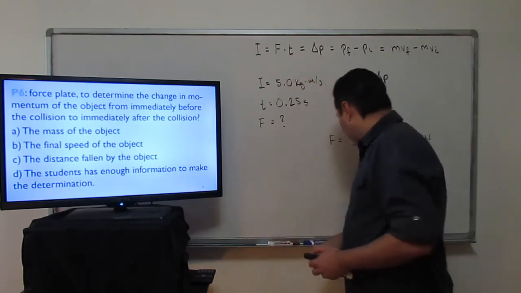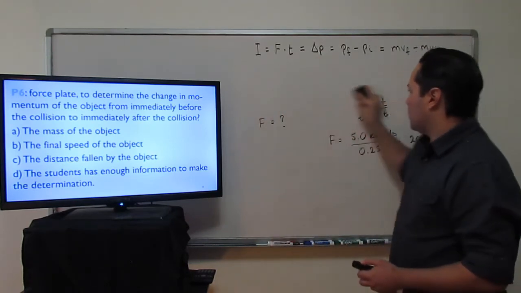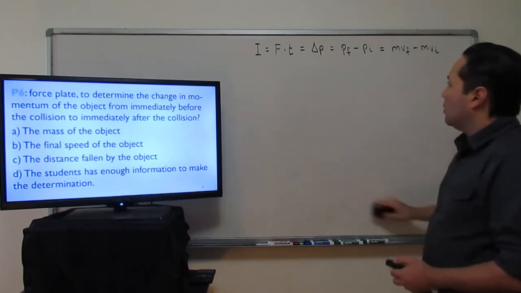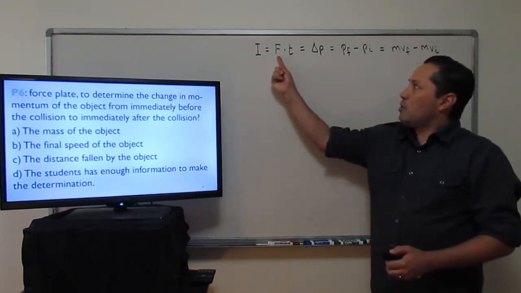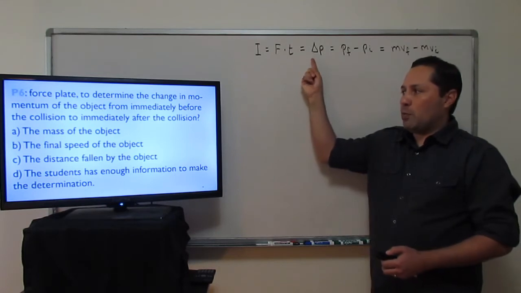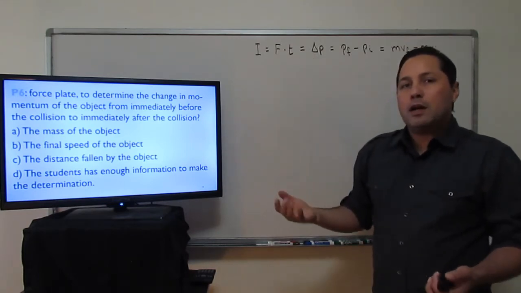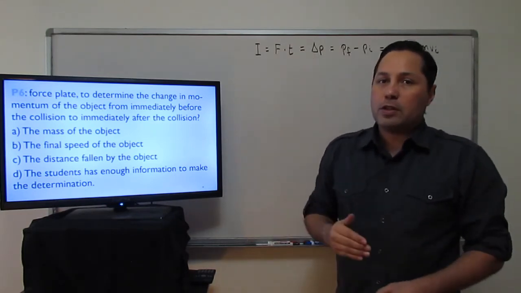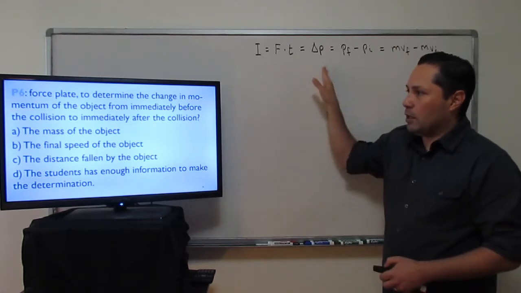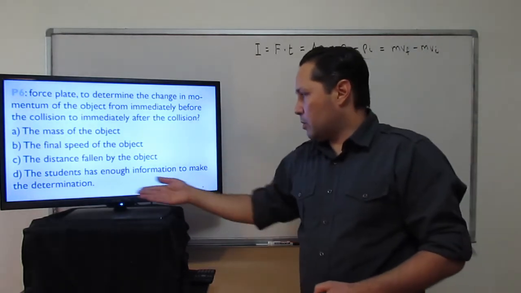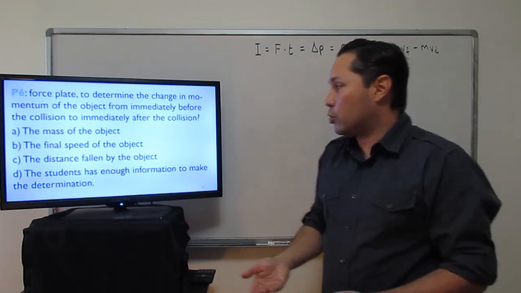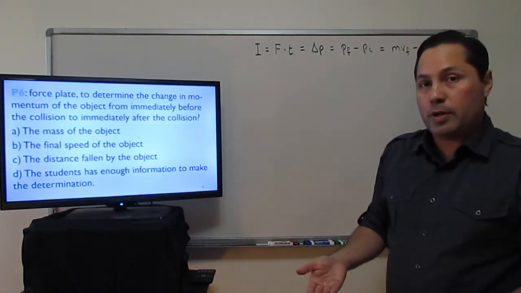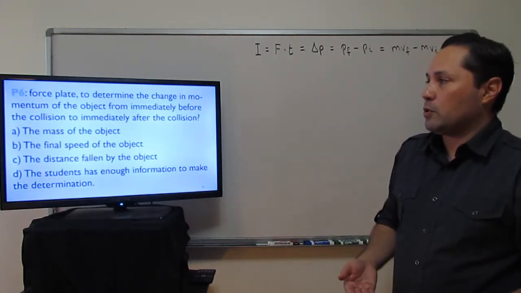Alright, so according to our formula, force multiplied times time, that equals change in momentum. So they're saying, what else do we need aside from force and time to figure out the change in momentum? The answer is, that's all we need. So for all of these, the answer will be letter D. The student has enough information to make the determination. So that's the answer for problem number 6.